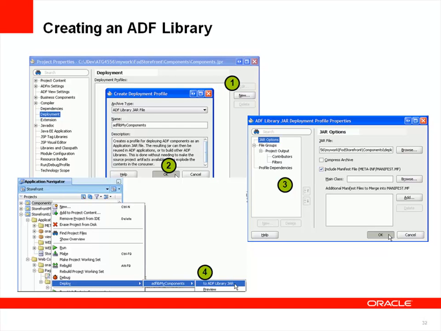An ADF library jar file corresponds to a specific project. So if you want to reuse components from multiple projects, you'll need to create an ADF library jar for each project. To package and deploy a project to an ADF library, first go to Project Properties in the project that contains the component you want to reuse, and create a new deployment profile of type ADF library jar file, as shown in steps 1 and 2. As shown in step 3, you can make any necessary changes to the library, such as adding dependencies. Finally, deploy the file by right-clicking the project and choosing Deploy to ADF Library Jar, as shown in step 4.